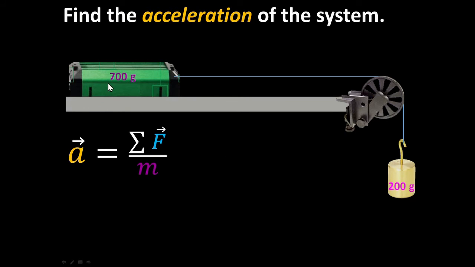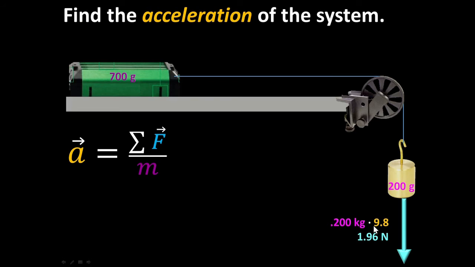I guess one thing to understand is that as this cart accelerates to the right at some acceleration, the mass is going to accelerate down with exactly the same acceleration because they're just connected by this string. So to find the acceleration, we have to find the net force, and that would be the weight of this thing, gravity pulling down. 200 grams is the same thing as 0.2 kilograms.